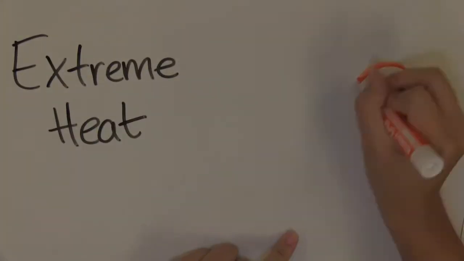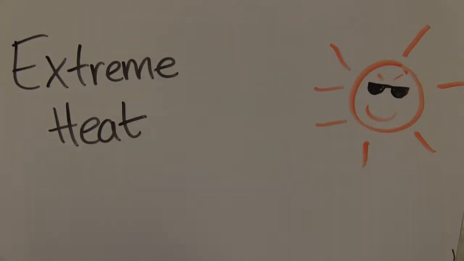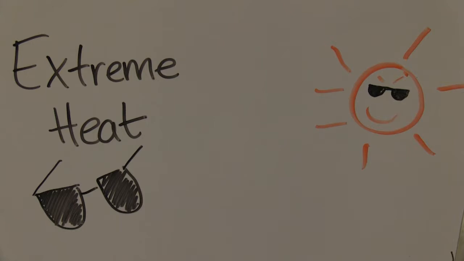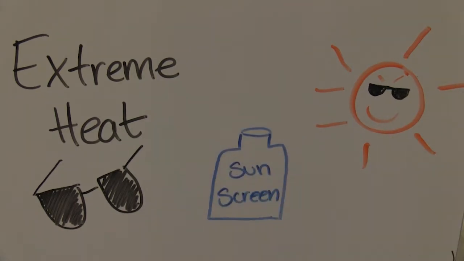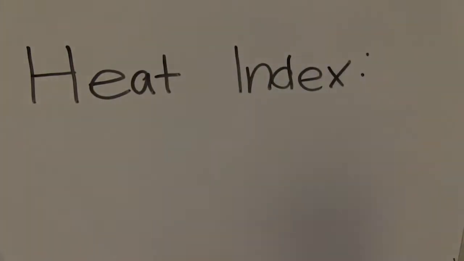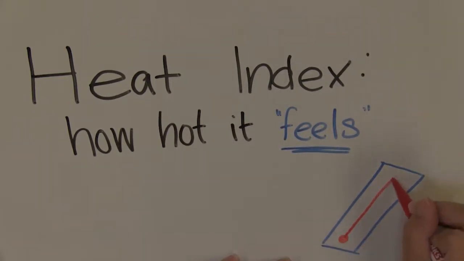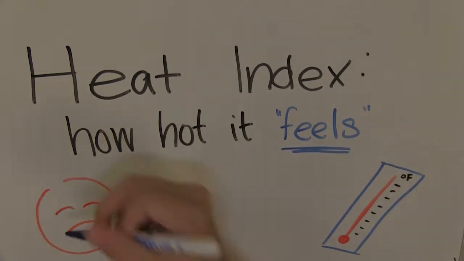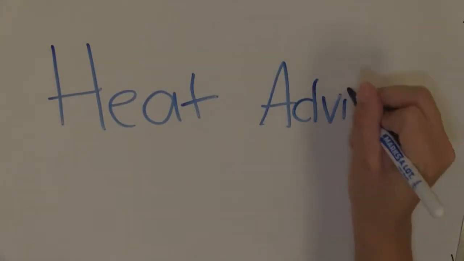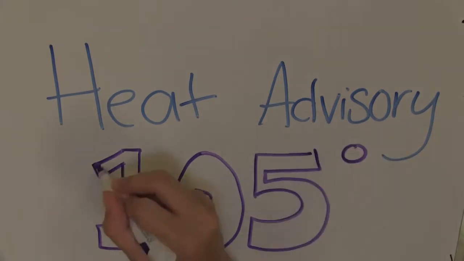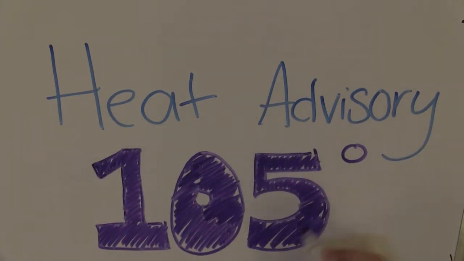To beat the extreme heat, you'll need a plan for before, during, and after the temperature starts to rise. Are you prepared? The heat index is how hot it feels outside. It's measured by combining the relative humidity with the air temperature, which makes it feel hotter outside than what's shown on the thermometer. A heat advisory is issued when the heat index tops 105 degrees.